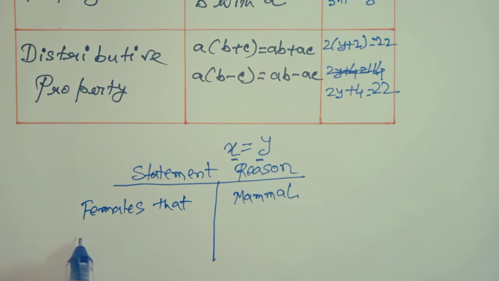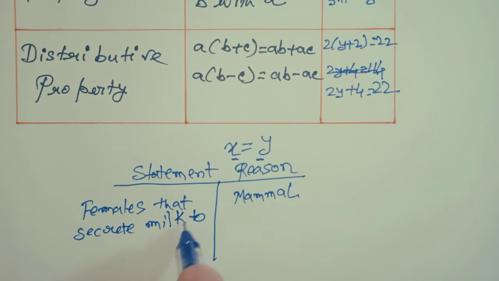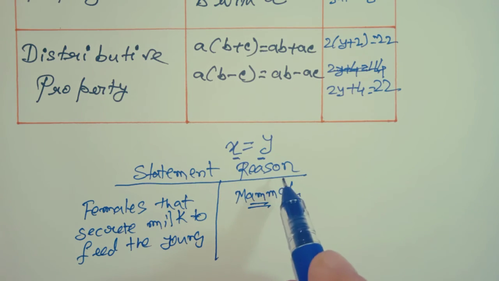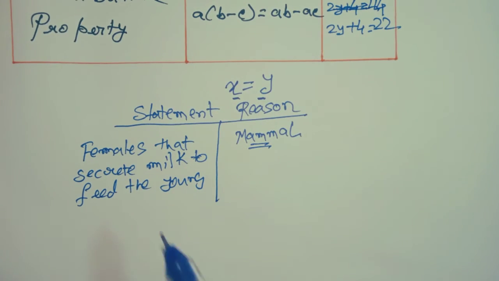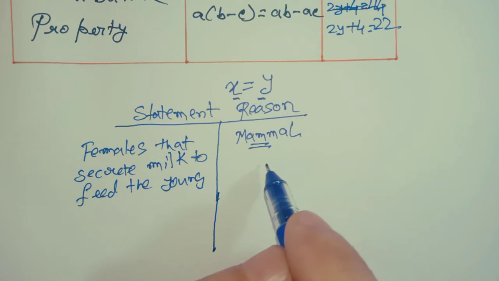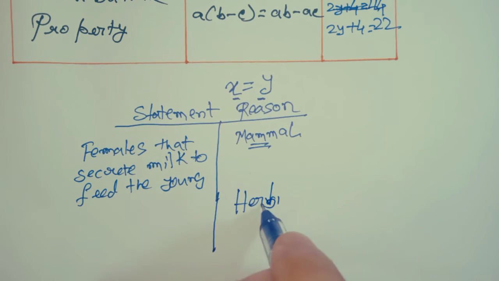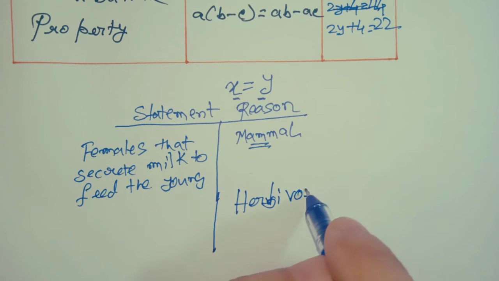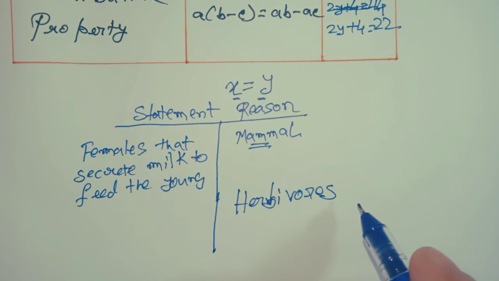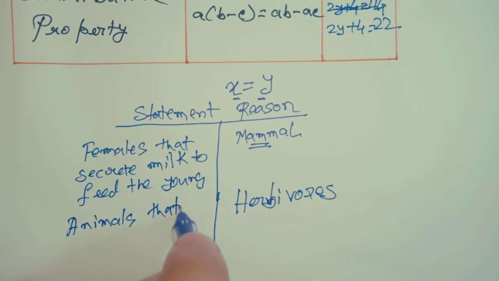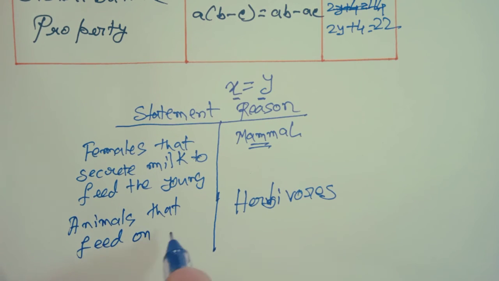secrete milk to feed the young. It is a kind of logic. So what is a mammal? If it is a reason, the statement would be: females that secrete milk to feed the young are called mammals. Say I take another, herbivores. So the reason would be herbivores. Who are herbivores? Animals that feed on plants.